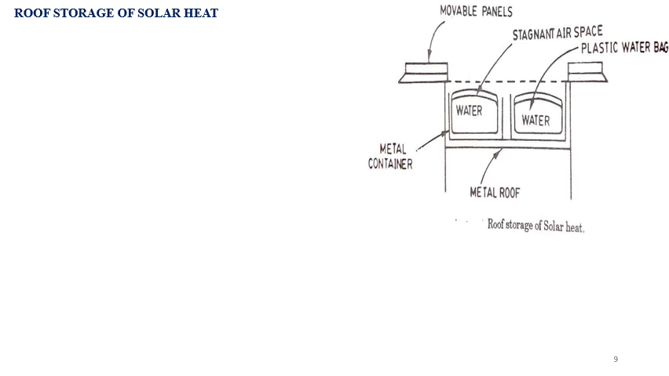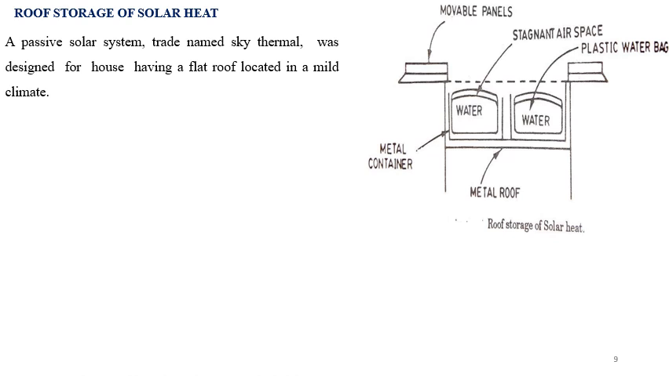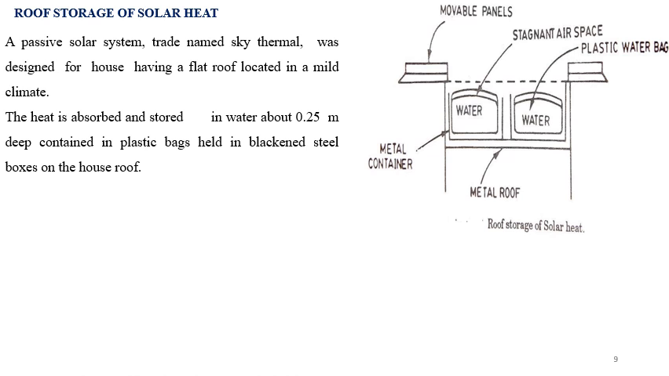Next is roof storage solar heating. So you can see here a passive solar system, trade named Skytherm, designed for a house having a flat roof located in a mild climate. The heat is absorbed and stored in water about 0.25 meter deep, contained in plastic bags held in blackened steel boxes on the house roof, which you can see.